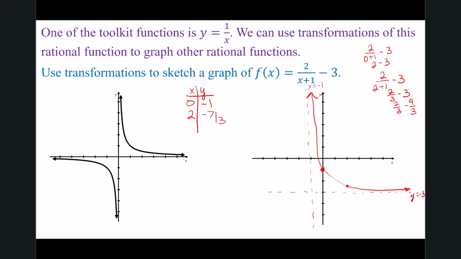What about on the left side of that vertical asymptote? Let's plug in x is negative 2. If x is negative 2, we get 2 over negative 2 plus 1 minus 3, which is 2 over negative 1 minus 3, or negative 2 minus 3, so negative 5. We have a point at negative 2, negative 5, about right here. And we know the graph's keeping the same shape as our graph on the left of 1 over x. So it will look something like that.